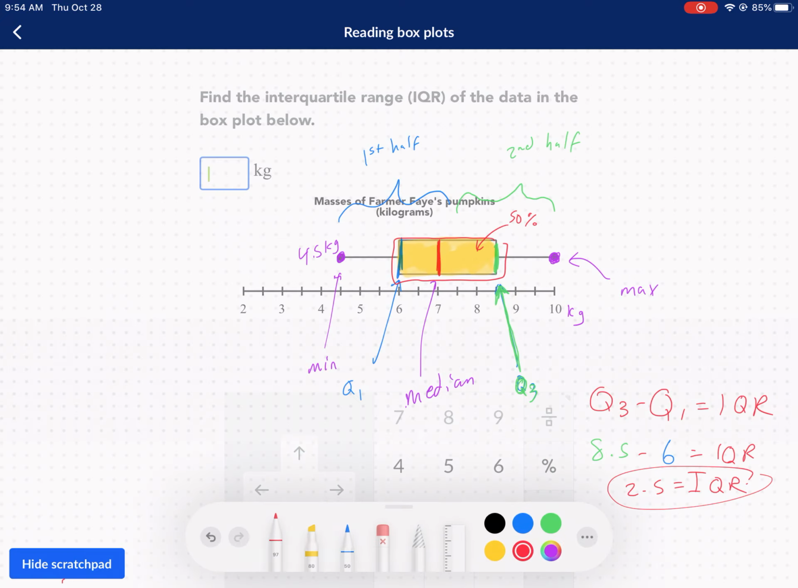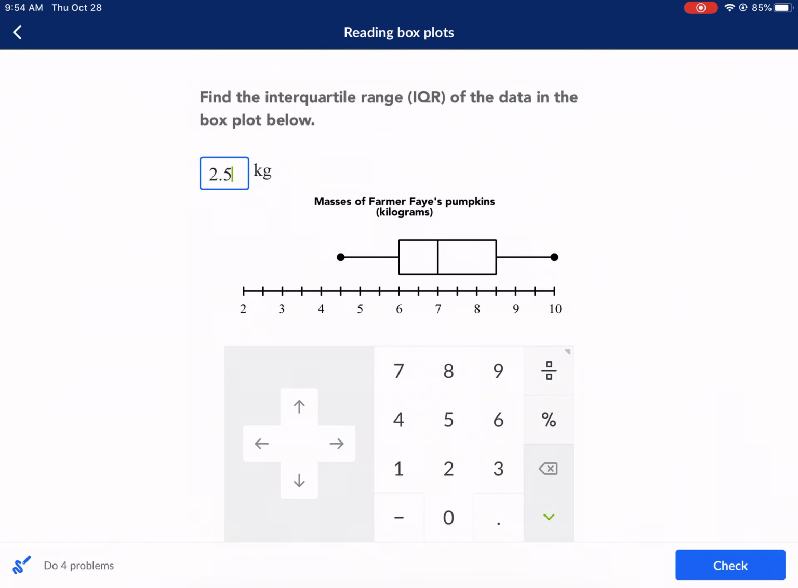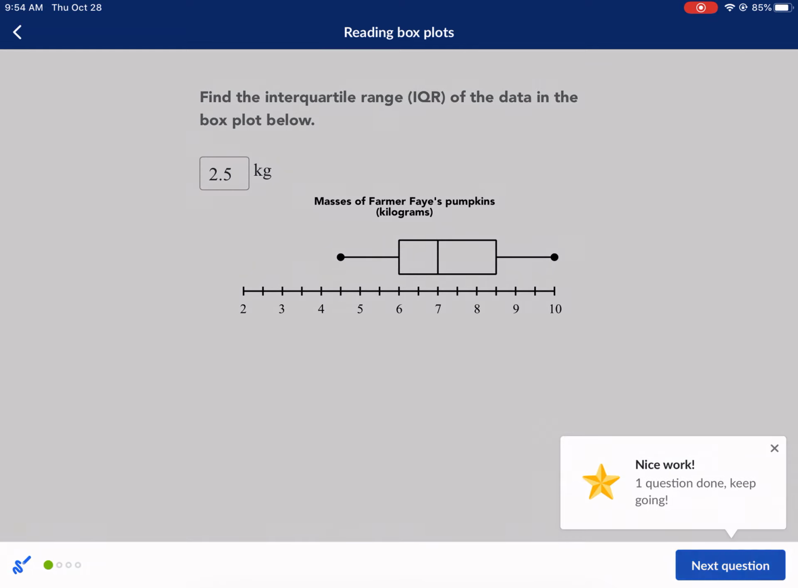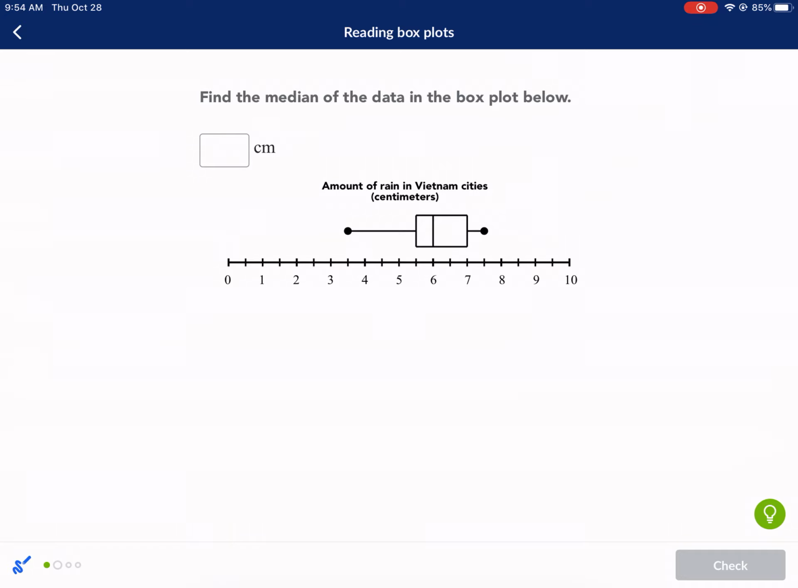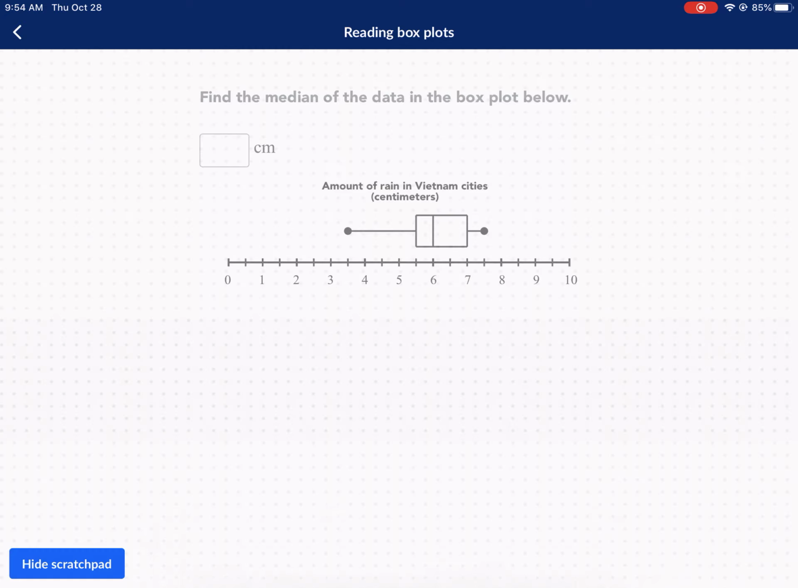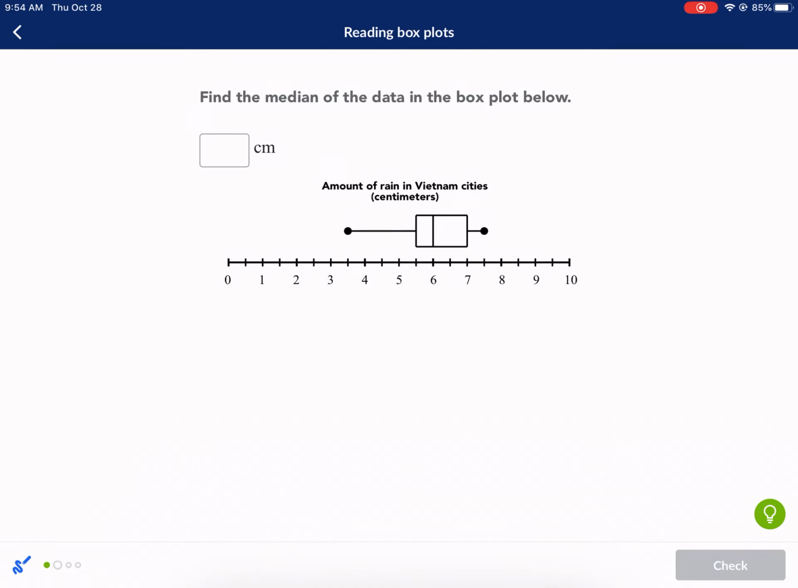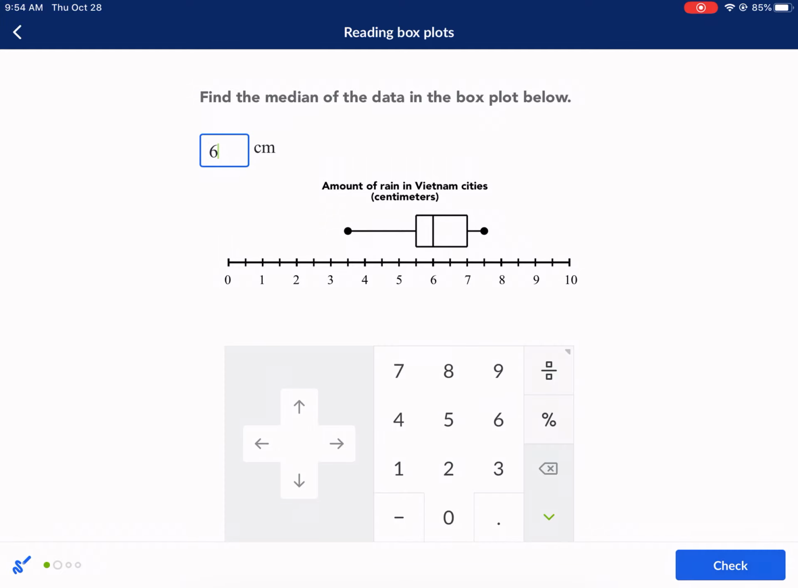What did I say, 2.5? Yeah. So what does that interquartile range mean? It means half the data is within 2.5 kilograms of each other. Next, find the median of the data in the box plot below. I already broke that down in the other video. We know the median is the middle of this box, the line inside that box, so we know it's 6 centimeters.